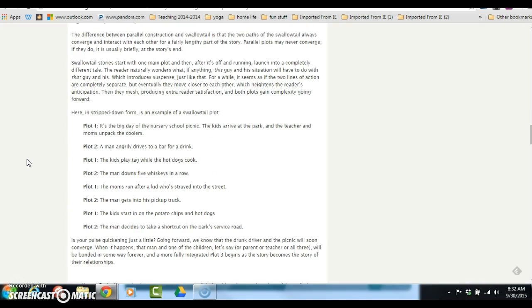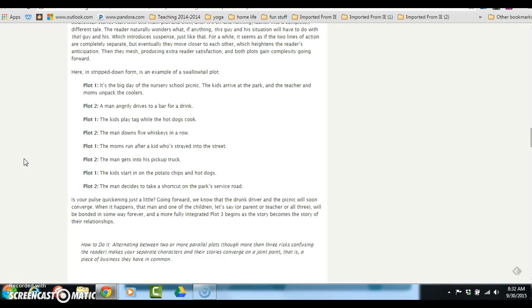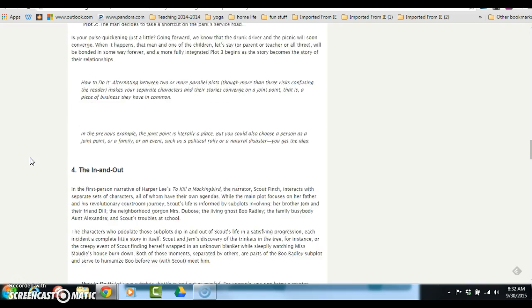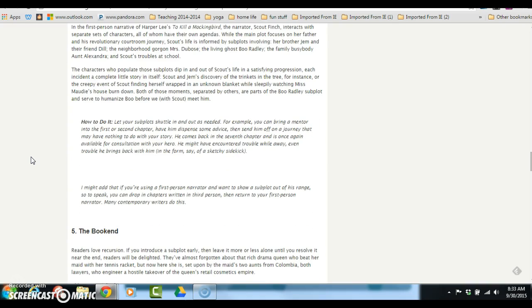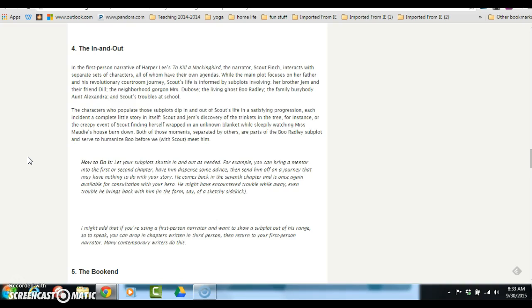You also could take the idea that you have plot 1 and then plot 2, plot 1 and plot 2, and go back and forth. Maybe every other paragraph tells the two plots that are simultaneously happening. You can let your subplots shuttle in and out. For example, if you bring in a new mentor or a new character into the first part of your story, have them give some advice and then have them go away. And then you can switch over to your other plot.